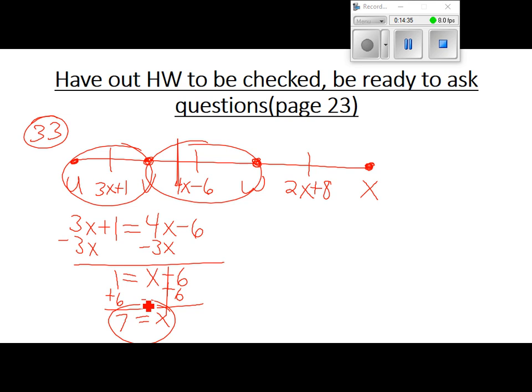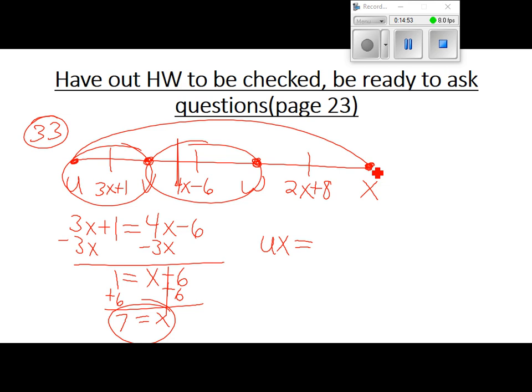I don't know what they ask us to find. So segment UX, we're trying to find the length of segment UX. Wow, that goes from here all the way down to there. How are we going to do that?